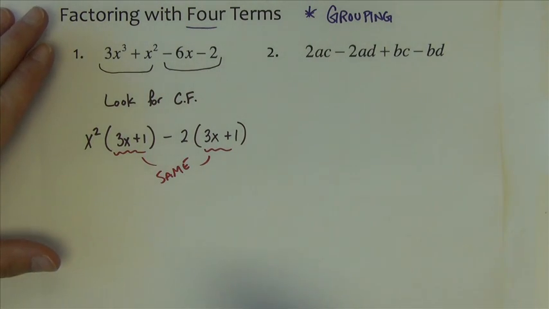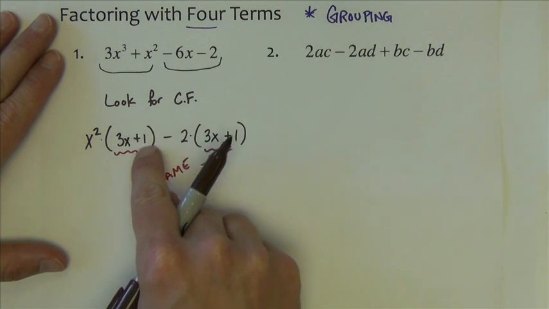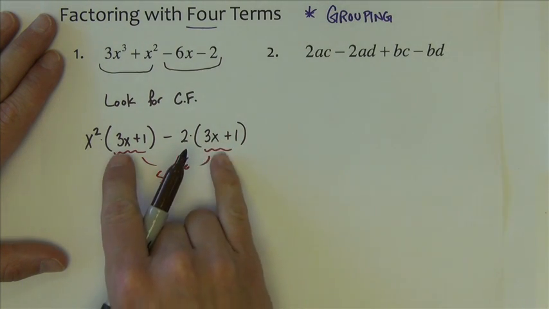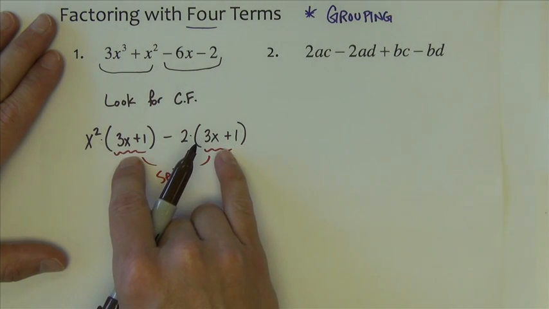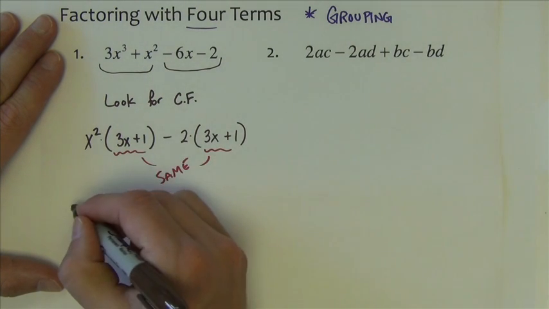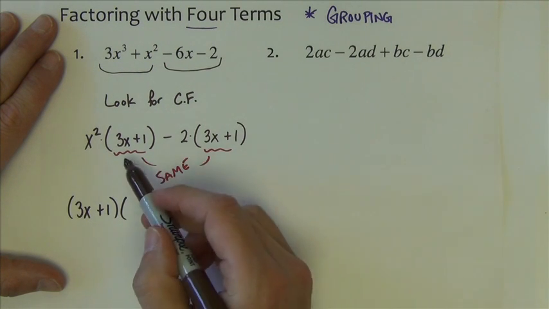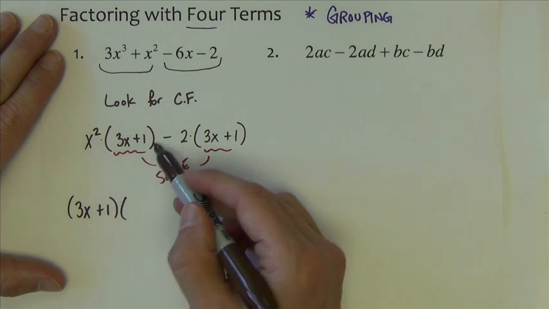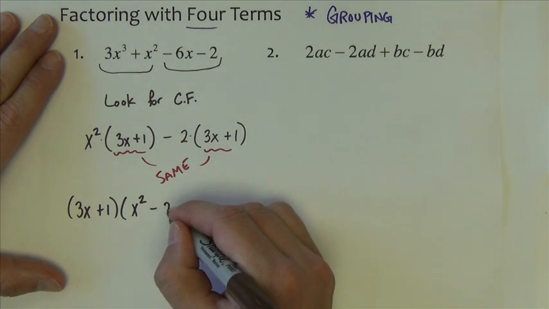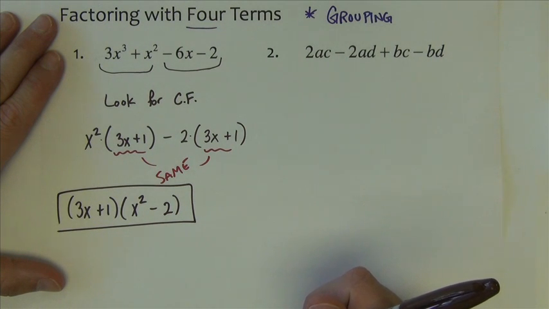If those are the same, then I can factor this by grouping and finish it. Because now what I see is that this is x squared times this. These are factors, and these are factors. What I see now underlined in red are common factors. I'm going to take out the common factor, 3x plus 1. If I take this 3x plus 1 out of the first term, I leave behind the x squared. If I take it out of this term, I leave behind the minus 2. And that's finished.